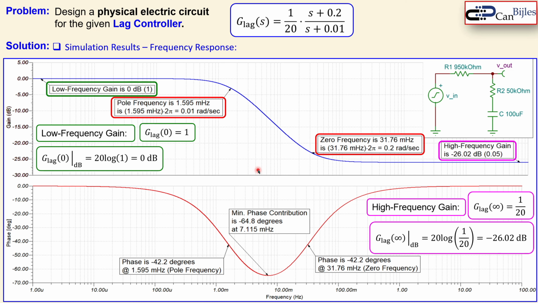Alright guys, this is our example about the lag controller, physical realization using an electric circuit, and we have seen that this circuit will do the job using 50 kilo ohms for the R2, 950 kilo ohms for the R1, and also the C we have chosen as 100 microfarads.